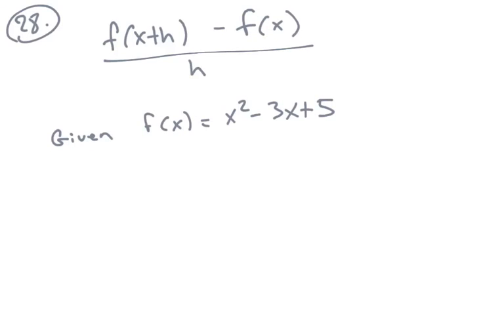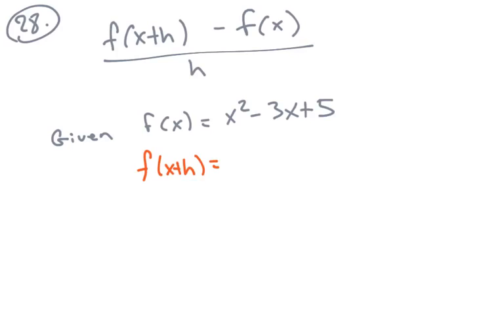Okay, so in number 28, we are given the function (f(x+h) - f(x)) / h. And the function itself is f(x) = x squared minus 3x plus 5, and we're asked to simplify. So when you have these situations, my advice to you is first solve for f of x plus h.